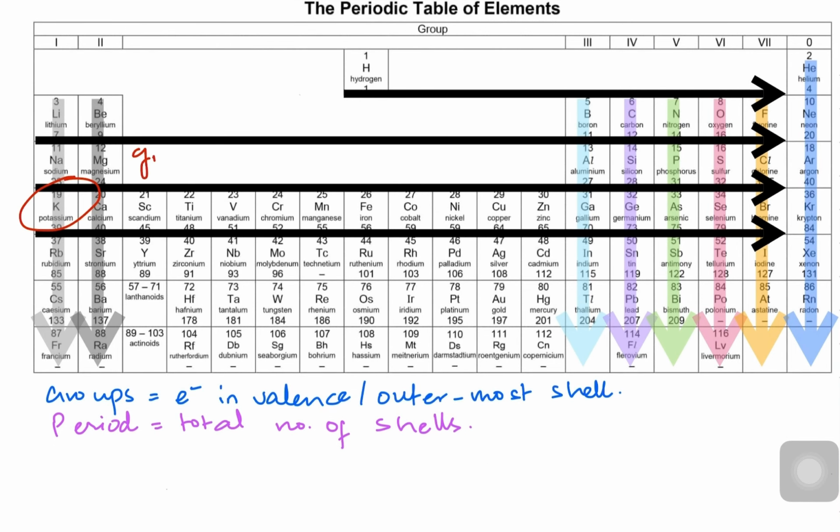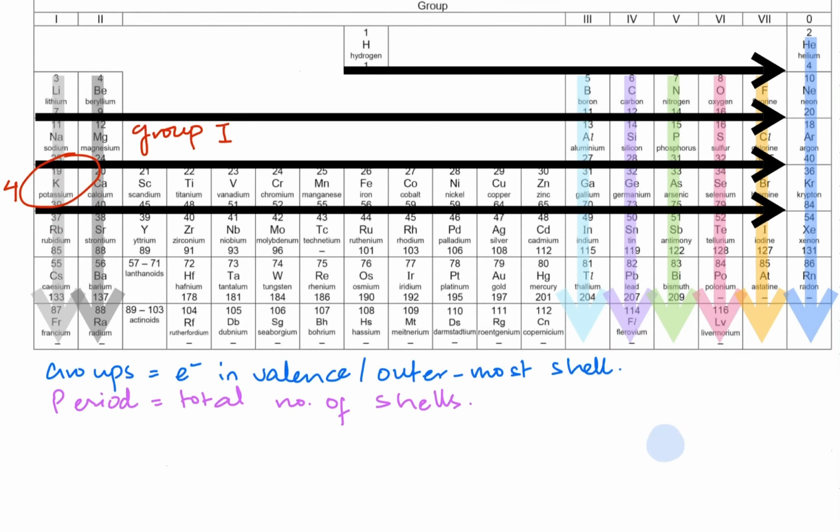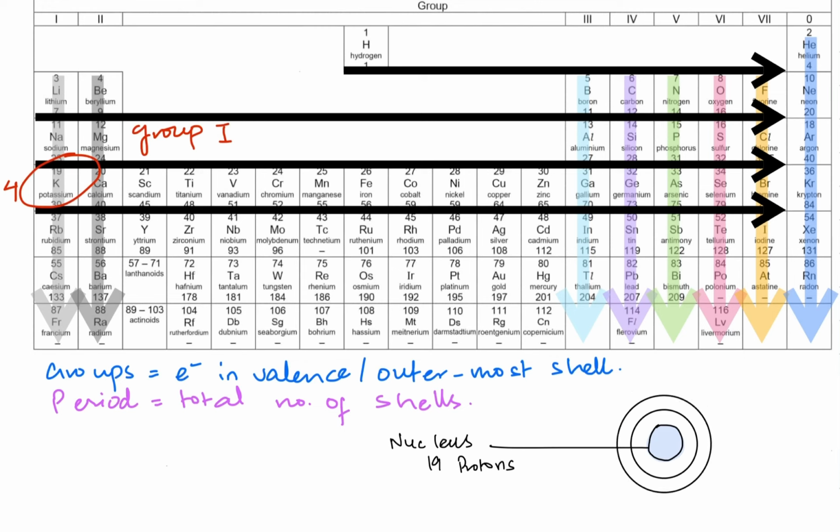Now let's take potassium as an example, which belongs to group number 1 and period number 4. By the way, notice potassium has 19 protons. So when you draw the nucleus of potassium, it will definitely have 19 protons, and obviously the neutrons also should be here. So the nucleus contains 19 protons, and by the way, it has 20 neutrons. So the atomic mass and atomic number will tell you how many neutrons and protons are here.